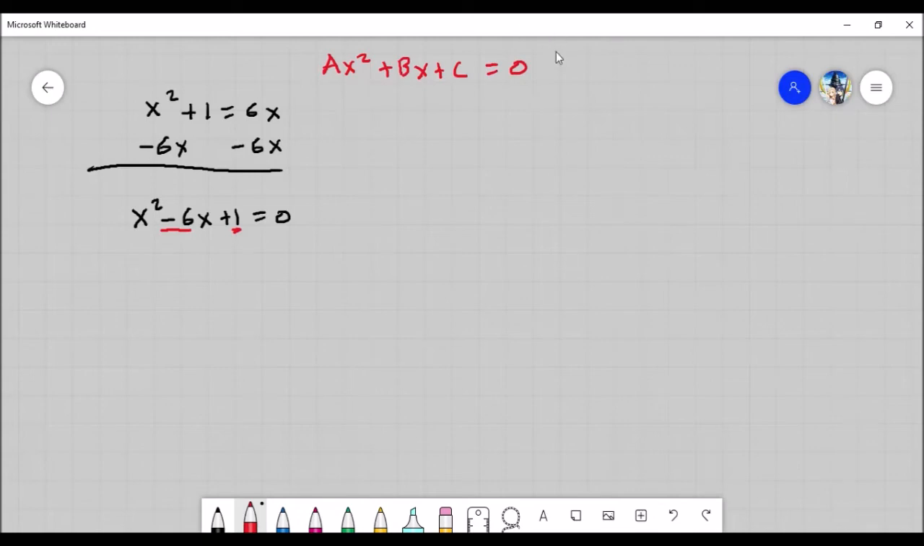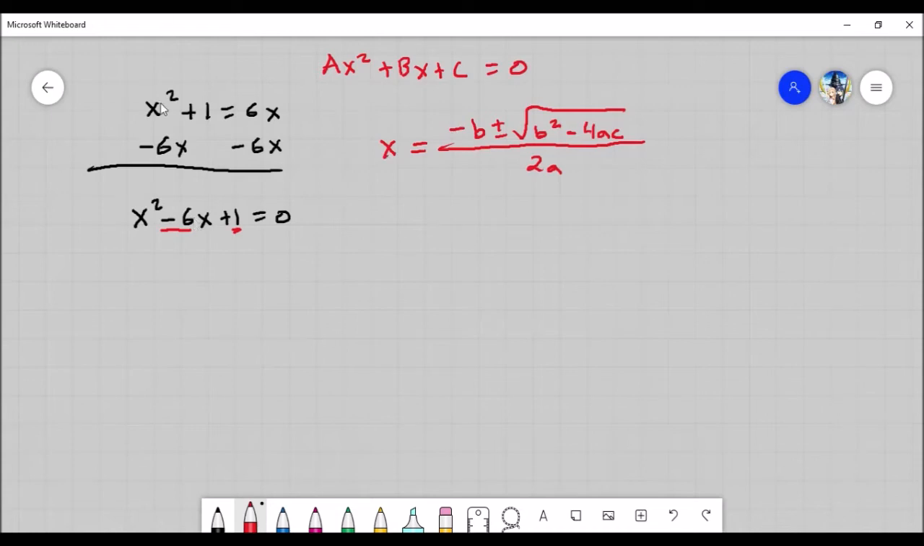And the quadratic formula is negative b plus or minus the square root of b squared minus 4 multiplied by the a and the c, and all of that is divided by 2 multiplied by the a. So this quadratic formula will give you two solutions of the variable that we're solving for.